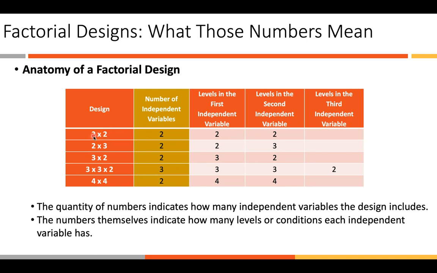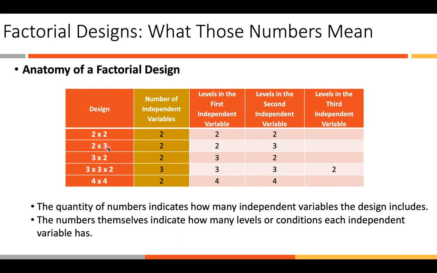Now, the numbers themselves represent the number of levels of each variable. So because this number is a 2, it tells me there were two levels of cell phone use, right? Yes, cell phone, and no cell phone. Because this number is a 2, it tells me that there are two levels of my second IV, which was age, younger and older. But if our factorial design looked like this, a 2 by 3, then what this would tell me is I, again, have two independent variables because I have two numbers. My first variable, let's just stick with our example and say that that's cell phone use. Yes and no, right, is a 2, so I have two levels.